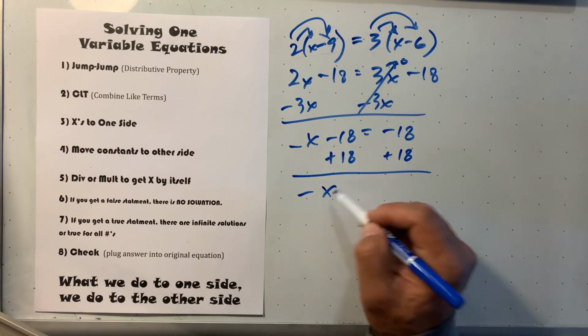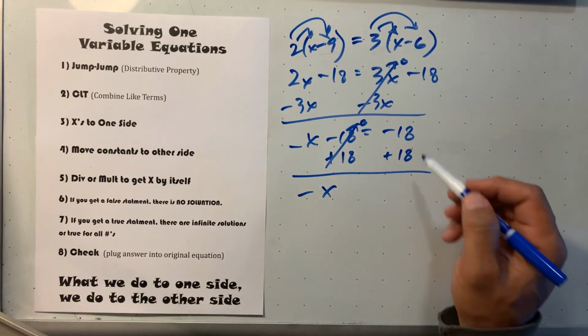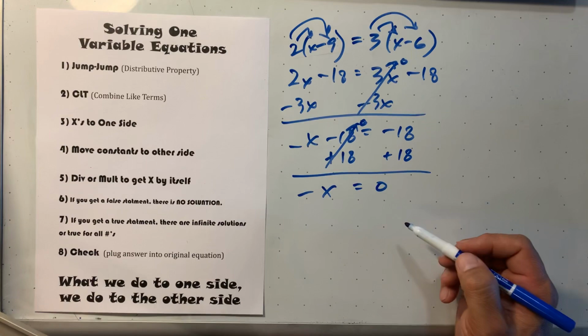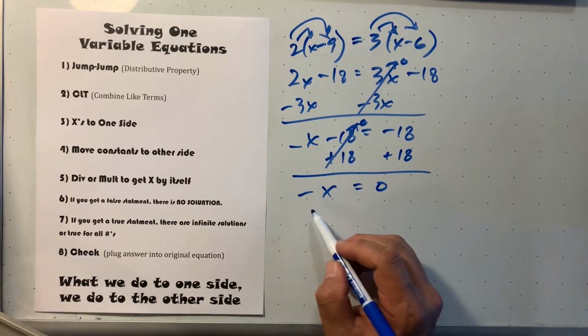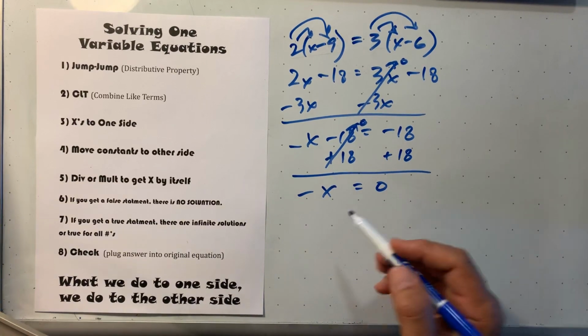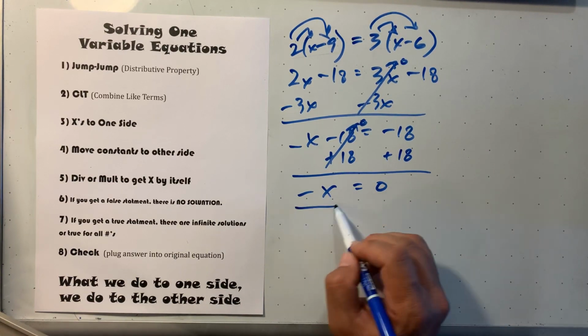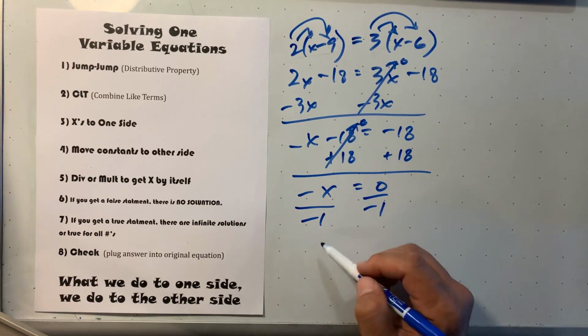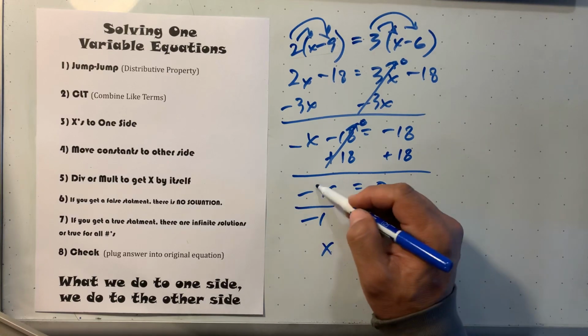And then minus x, this will go away. And this becomes 0. Now, 0 is an answer. So don't think that that's no solution. Oftentimes people get 0 and they think it's a no solution, but last step would be to divide by negative 1 to get x by itself, because there's a 1 in the front of that.